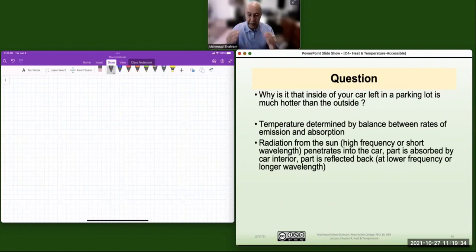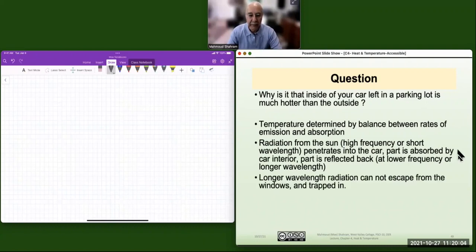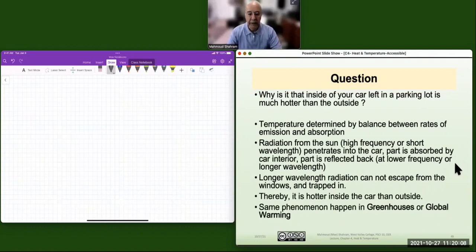The characteristics of the radiation is important now. We talk about the frequency of the radiation or wavelength of the radiation. We will extensively talk about that in upcoming chapters. When you have a longer wavelength, it's harder for it to get out of the windshield or glass. It just reflects back inside. And that produces a huge temperature inside the car.